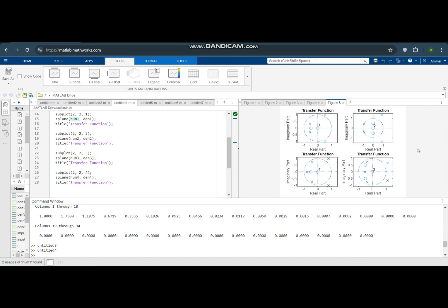Here we can observe the four subplots that represent the pole and zero placement of the transfer functions. All the transfer functions are unstable because the poles lie outside the unit circle.